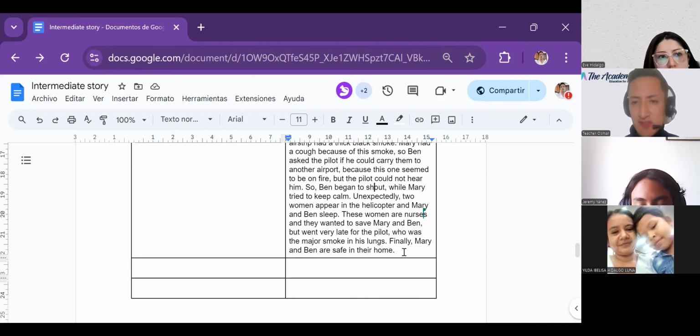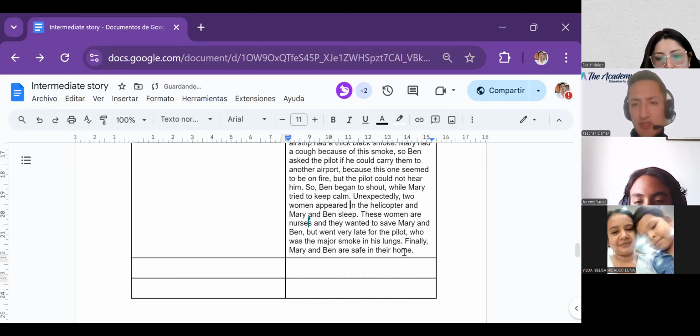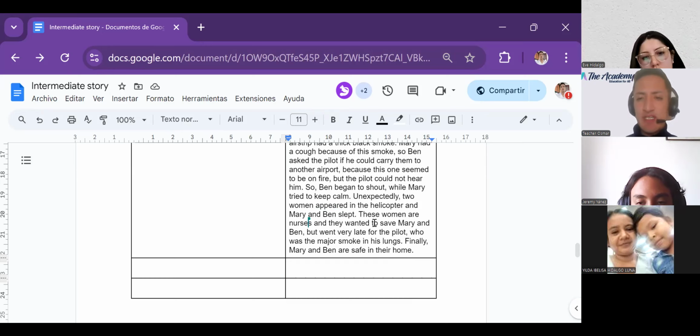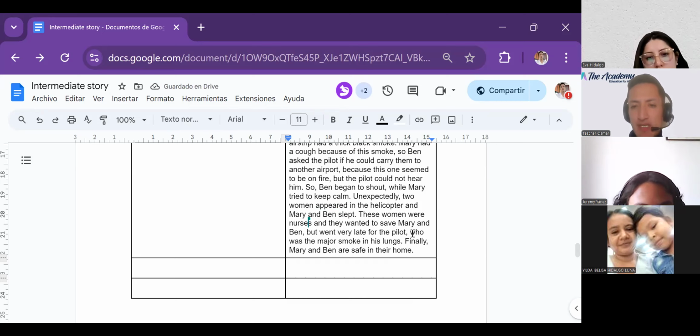So Ben began to shout while Mary tried to keep calm. Unexpectedly, two women appeared in the helicopter, and Mary and Ben slept. Okay, remember both are supposed to be in past tense. These women are nurses. Okay, remember, were nurses, and they wanted to save Mary and Ben.